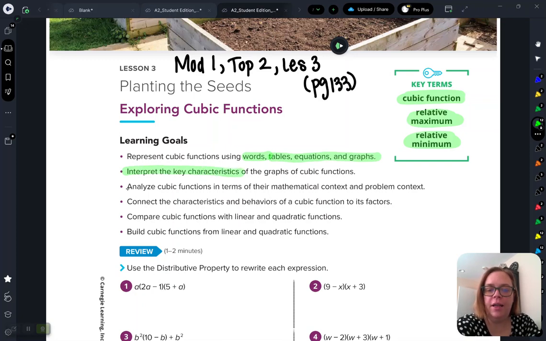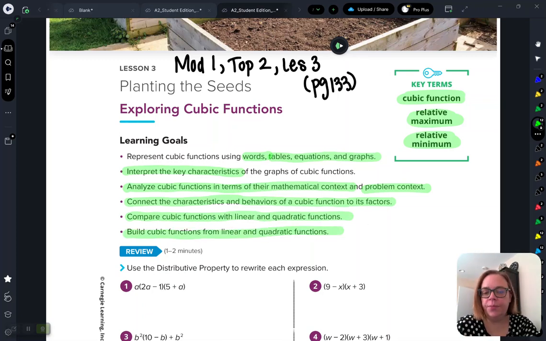We're going to analyze cubic functions in terms of their mathematical context and in the context of a real-world problem. Okay, we're going to connect the characteristics and behaviors of cubic functions to its factors. We're going to compare cubic functions with linear and quadratic functions, and we're going to build cubic functions from linear and quadratic functions.